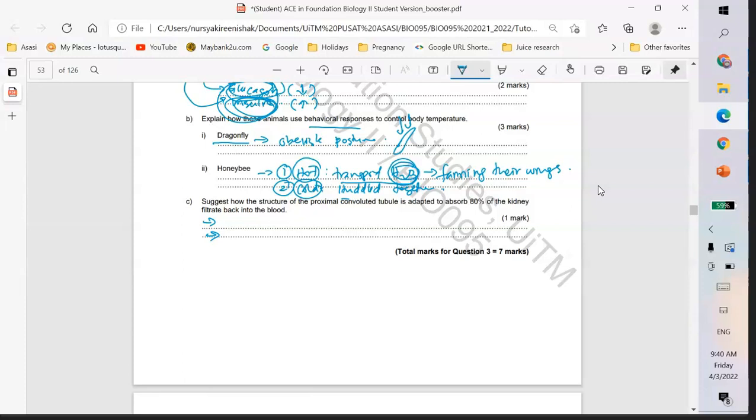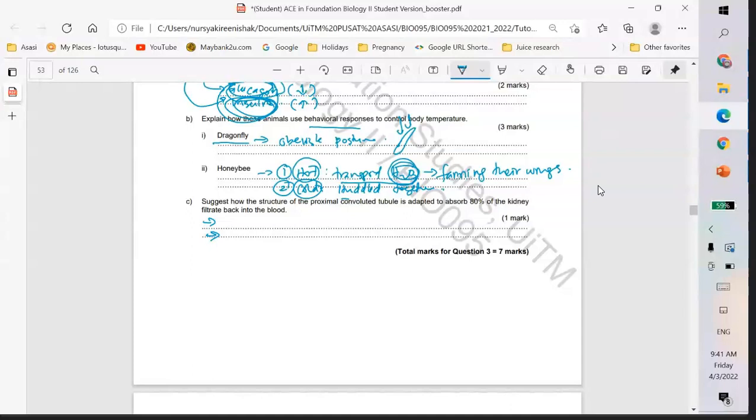If you look at the question here, suggest how the structure of the proximal tubule is adapted to absorb 80% of the kidney filtrate into the blood. 80% of the filtrate will obviously contain water. So in order to absorb more water, it is not through active transport, right? It is through the presence of more aquaporins. The question was only one mark, so the one mark for mentioning the presence of microvilli to increase surface area can get the mark.